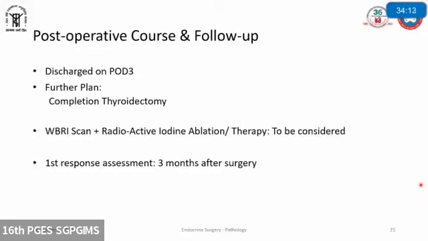The post-operative period was uneventful, and the patient was discharged on post-operative day 3. She is further planned for completion thyroidectomy and whole body radioiodine scan, along with the need for radioactive iodine ablation or therapy to be considered. Her first response assessment will be done 3 months after the surgery.